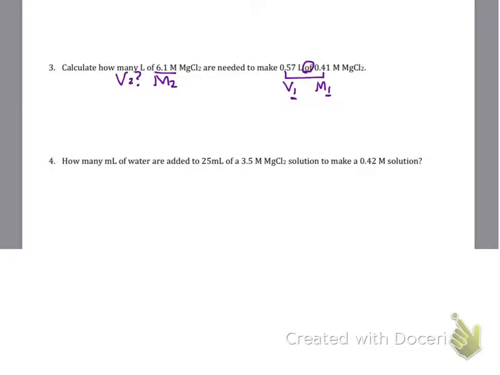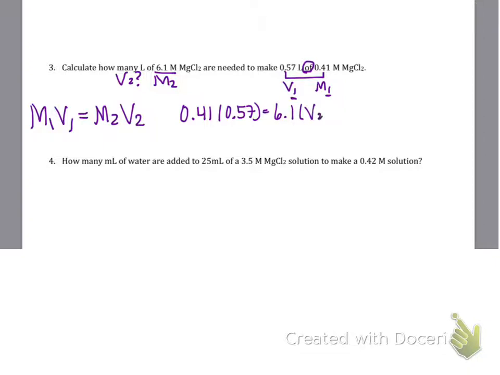Okay, so now I'm going to plug in my math. So M1V1 equals M2 times V2. So I'm going to do 0.41 times 0.57 equals 6.1 times V2. You want to move this number to the other side by doing the opposite. It's multiplying, so you're going to divide. So hopefully you get that V2 is 0.038 liters.